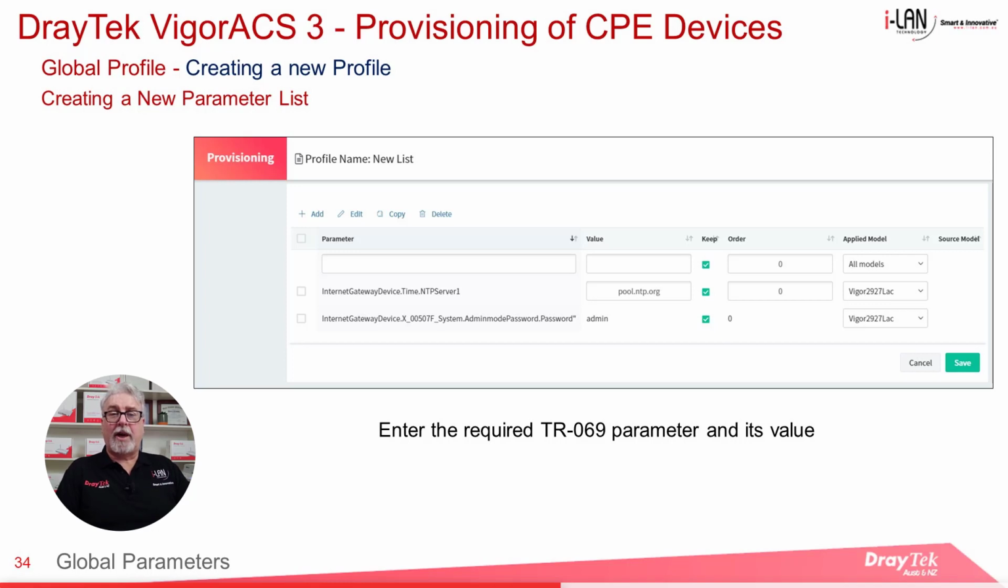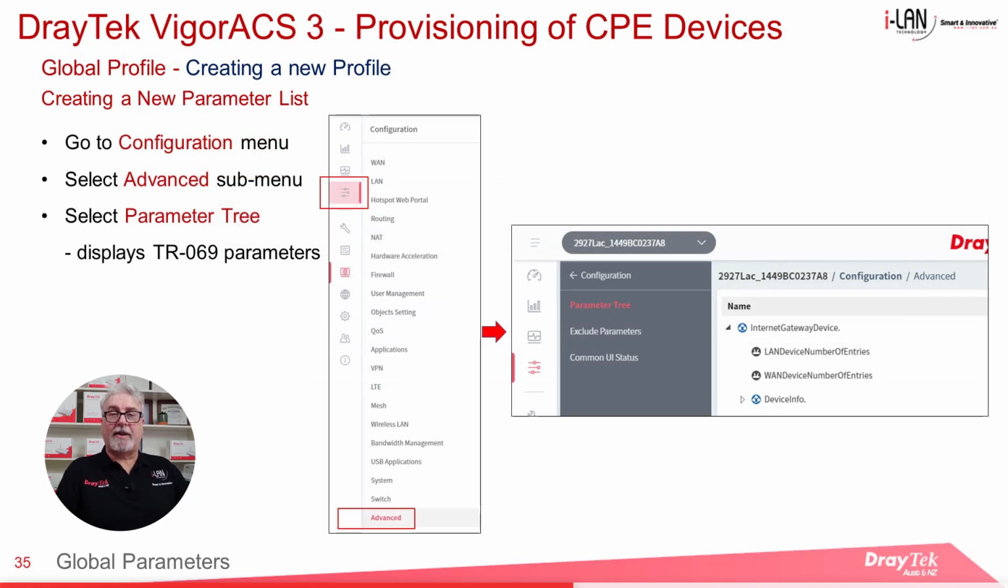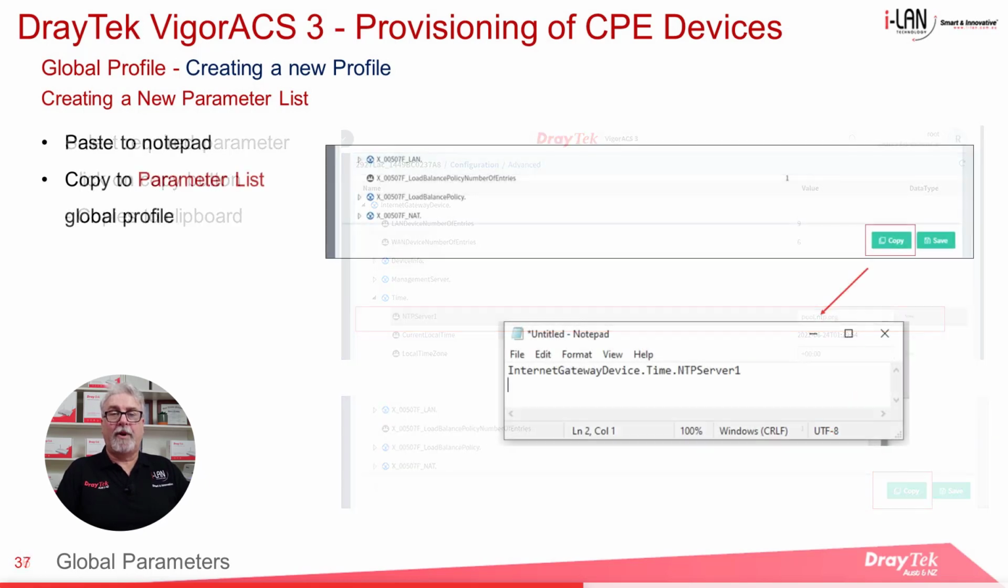That'll bring up the configuration page where you can enter the required TR-069 parameters and their values. You can either get the TR-069 parameters from the list downloaded from the CPE device, or an easier way is to copy from the parameter list in ACS3. To find it, go to the Configuration menu and select the Advanced sub-menu. Then select Parameter Tree to display the TR-069 parameters. Then select the required parameter and click on the Copy button. That'll copy it to the clipboard. You can then paste it into Notepad and do the same with other parameters. Once you've picked all your parameters, you can copy them to the parameter list global profile.